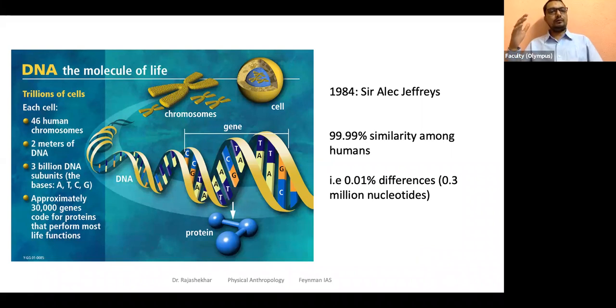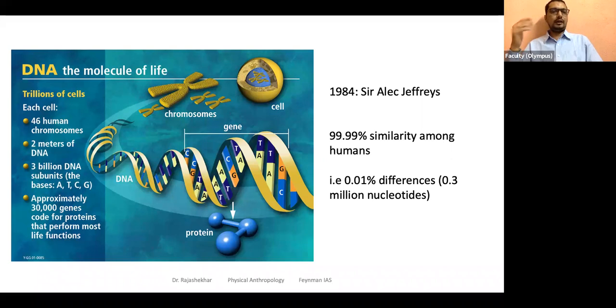We are comparing whom here? We are comparing human DNA. So we have at least 0.01% to 1% differences. That still accounts for enough differences, right? I think I was telling you this in the 9.4 part. Anywhere between 3 lakh to 30 lakh nucleotides may be different between two individuals. So approximately 3 lakh differences, or 3 million.